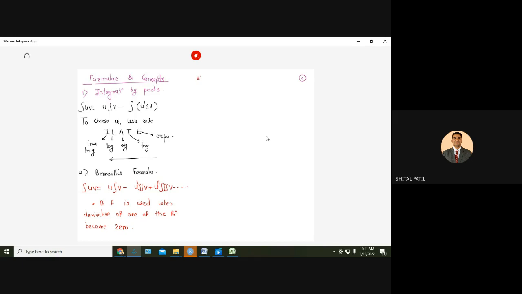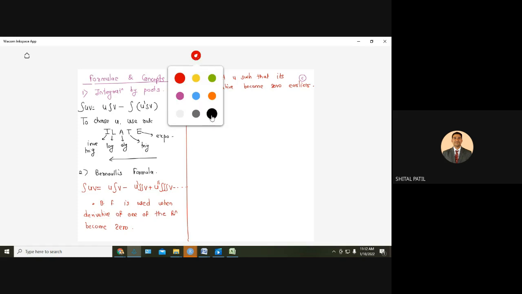And how to choose u? Select u such that its derivative becomes 0 earlier. How to select u such that its derivative will become 0? We'll go through one example, since in Fourier series we have to use this formula again and again, and we don't want confusion afterwards. So let me go through one example.